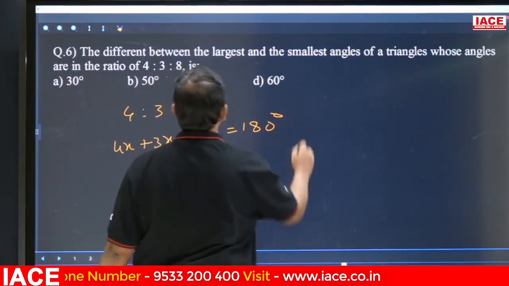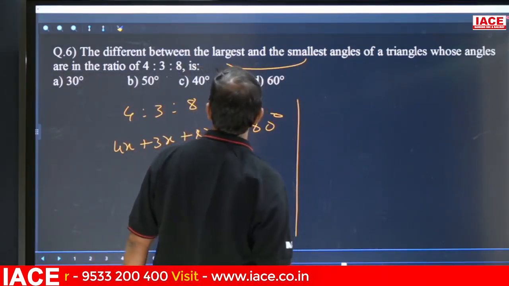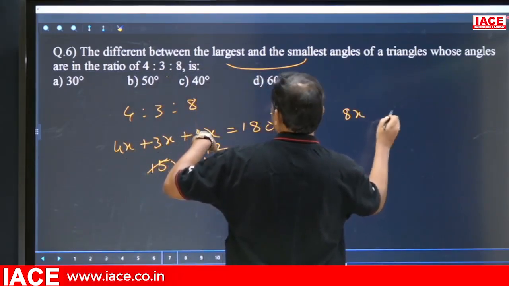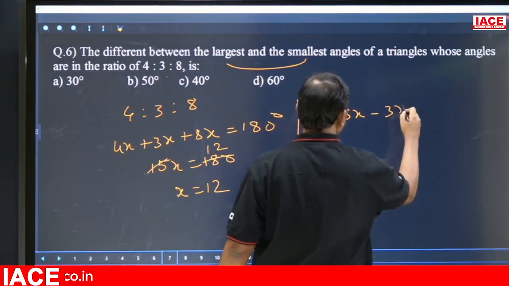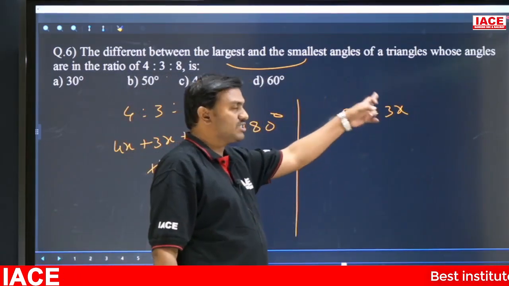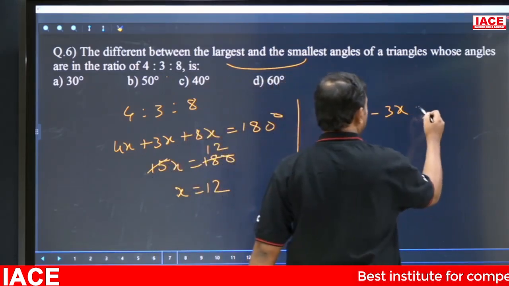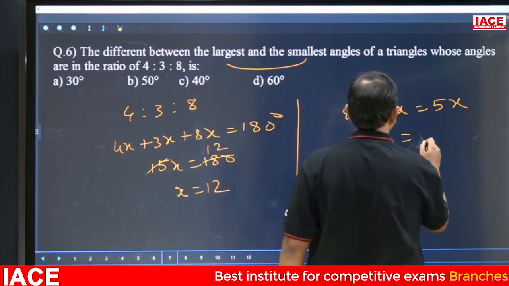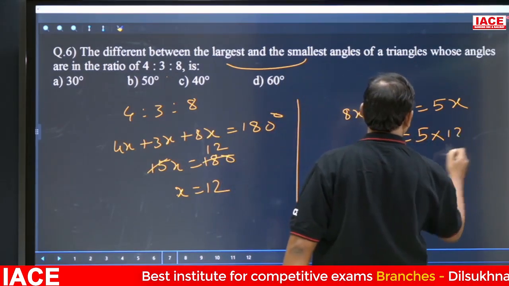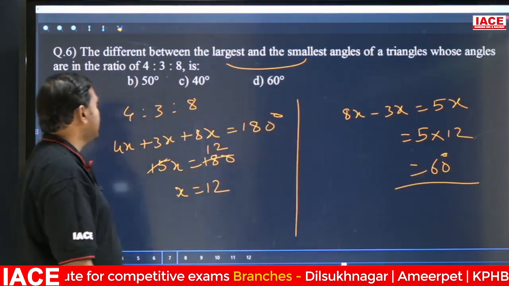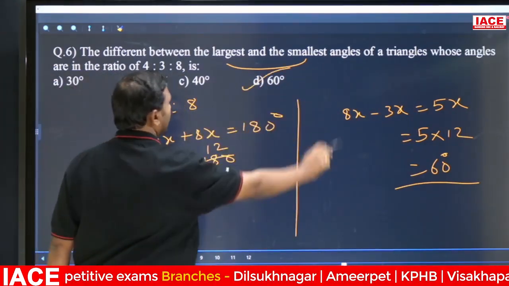What is he asking? The difference between the largest and the smallest. What is the largest? Largest is 8x minus smallest, which is 3x. That we have to find. The difference is 5x. That is 5 into x, x is 12, so 12 fives is how much? 60 degrees. So what is the difference? The difference is 60 degrees. So option D is the right answer.